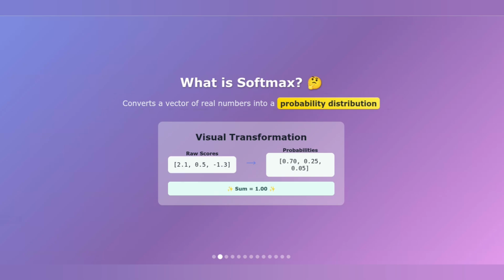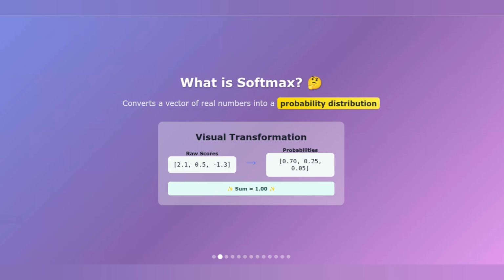Let's start with the basics. The softmax activation function is a mathematical function that converts a vector of real numbers into a probability distribution. But what does that actually mean? Imagine you have a neural network that's trying to classify an image. The final layer might output raw scores like 2.1, 0.5, negative 1.3. These numbers don't mean much on their own, right? But softmax transforms these into probabilities like 0.7, 0.25, and 0.05.